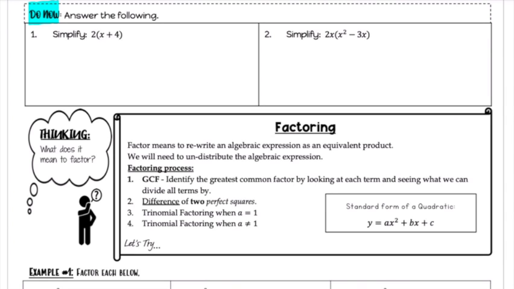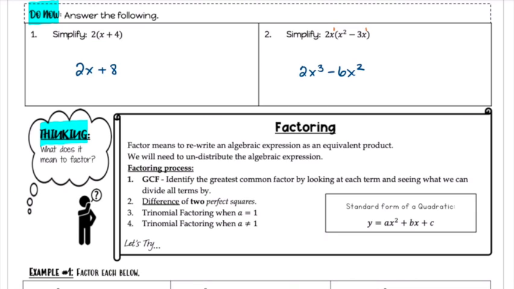We want to answer the following and simplify each. When they ask me this question, all they're asking me to do is just distribute. So I'm going to let you pause this video and we will get back together once you are done. For number 1, when I distribute the 2, we should get 2x plus 8. For number 2, when I distribute that 2x, we get 2x cubed minus 6x squared. You must remember how to apply your laws of exponents for number 2.